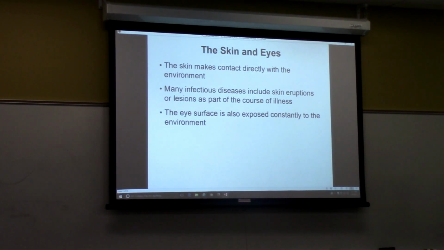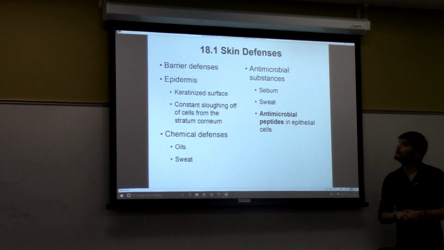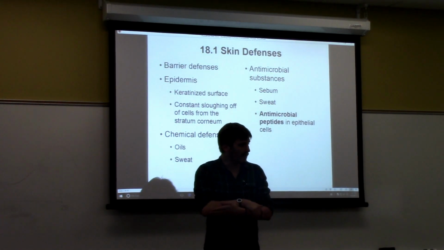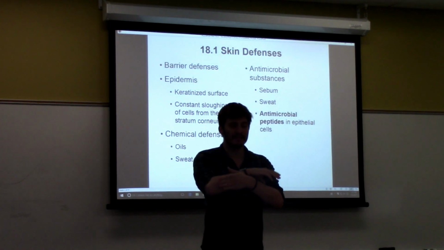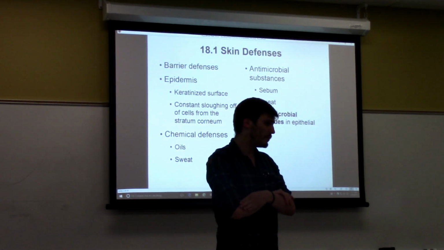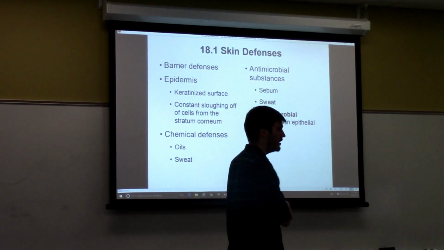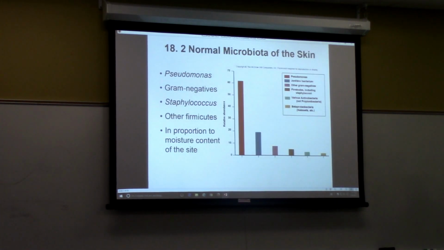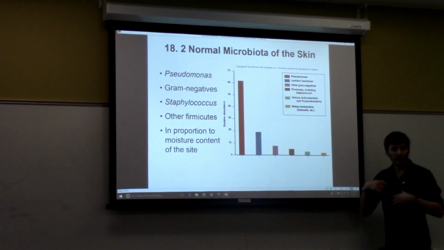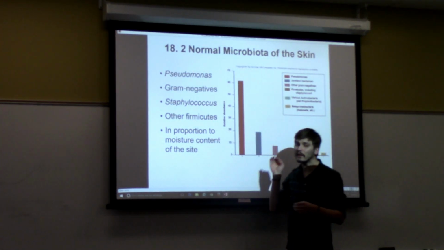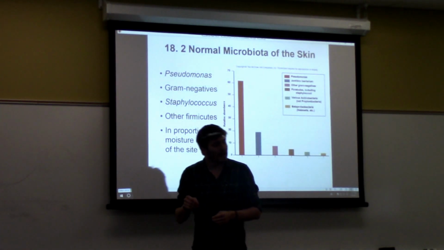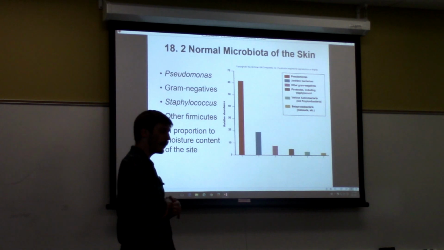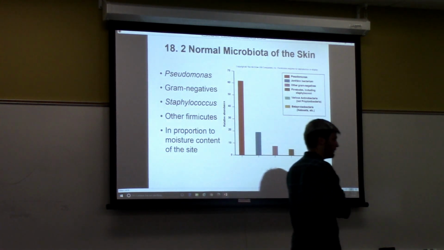As far as defenses for the skin, the biggest defense is going to be the barrier defenses. This is where you have that keratinized skin layer that protects not only your skin, but the rest of your body from infection. That's the biggest defense that you're going to find in this area. As far as normal biota or commensals are concerned, they're relatively few and far between, because the skin is dry and inhospitable. So there are commensals there, but not many.